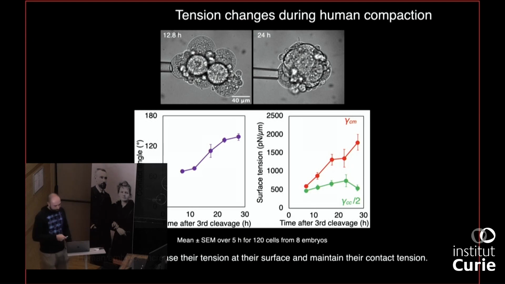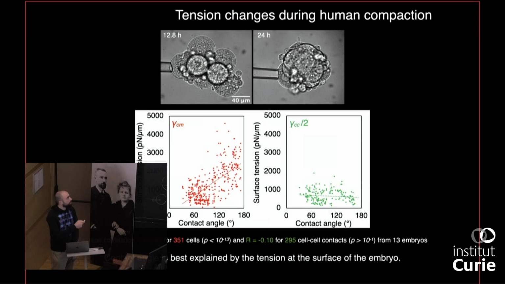Okay? So for this, we had synchronized the embryos to the time of third cleavage, so when the embryo is going from 4 to 8 cell stage. Sometimes, because those embryos were frozen after the 8 cell stage, we don't have this time, and so we cannot synchronize the embryos. And so here are 8 embryos, but if we now just plot the tension gamma CM as a function of the contact angle, regardless of the stage at which we took them, we have now 13 embryos, right, which is a bit more.